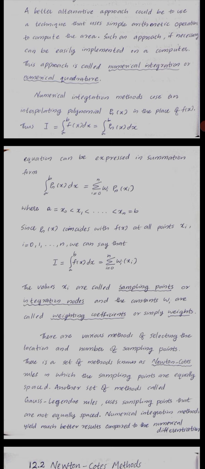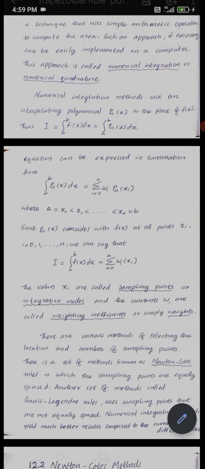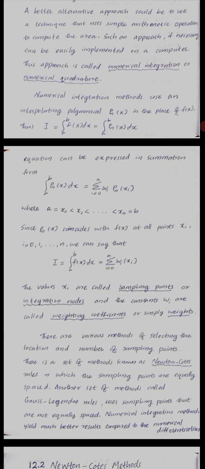The values xi are called sampling points or integration nodes, and the constants wi are called weighting coefficients or simply weights. There are various methods of selecting the location and number of sampling points. There is a set of methods known as Newton-Cotes rules in which the sampling points are equally spaced. Another set of methods is called Gauss-Legendre rules, which use sampling points that are not equally spaced. Numerical integration methods yield much better results compared to numerical differentiation.